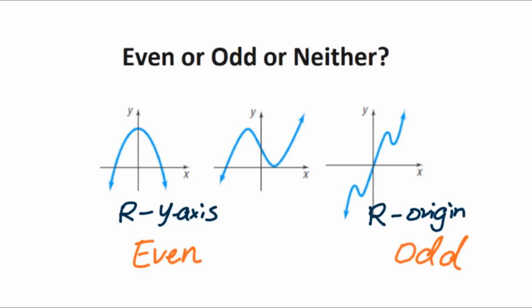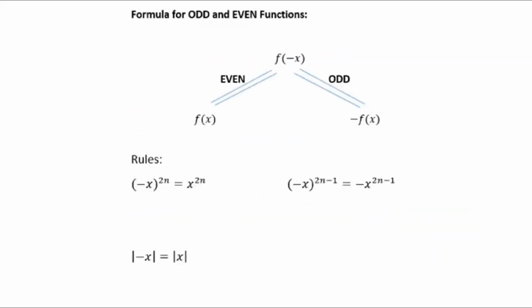Look at the middle graph. It's not reflected across the y-axis. It's not reflected across the origin. That's why this one is neither. For today's class, we will algebraically prove whether the function is even, odd, or neither. This is the formula for you to remember.